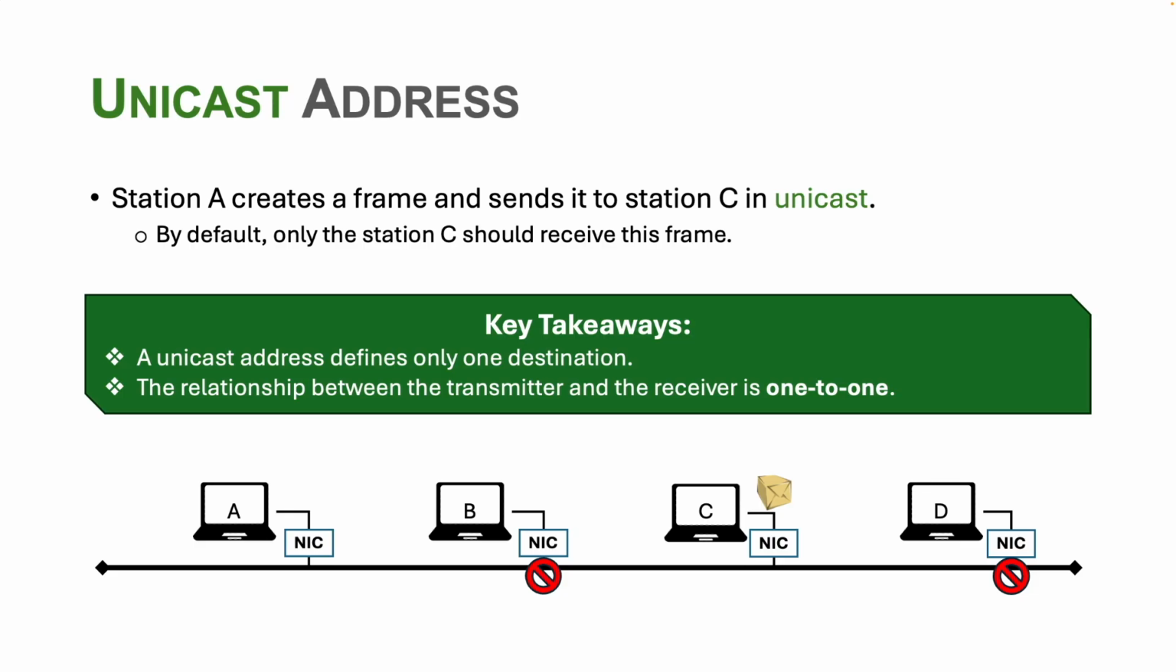The key takeaway here is the following. A unicast destination address defines only one destination, while the relationship between the transmitter and the receiver is one-to-one.